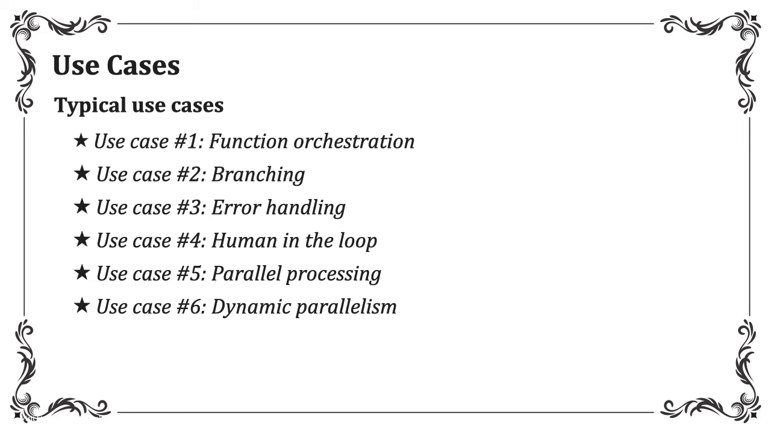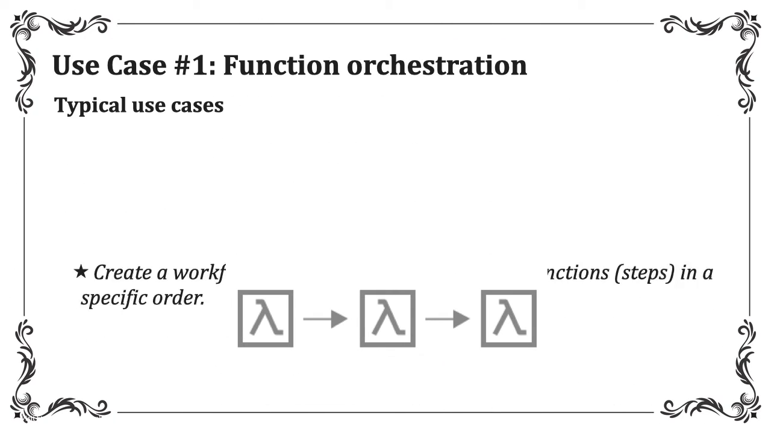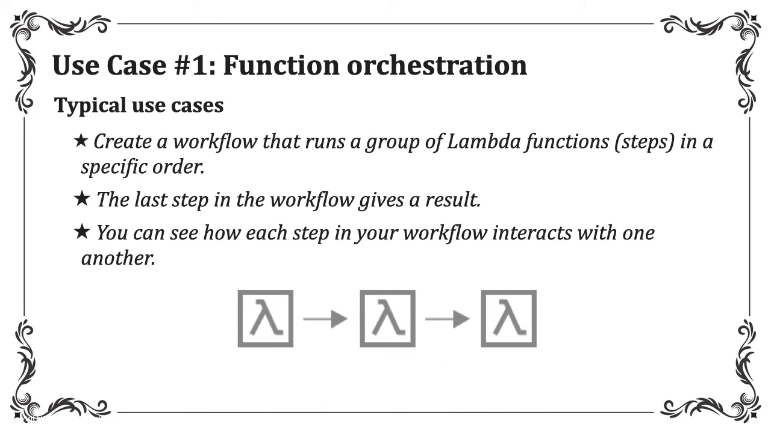The first use case is function orchestration. You can create a workflow that runs a group of Lambda functions or steps in a specific order. So one step or one Lambda function's output would pass to the next Lambda function, and you can see that the last step in your workflow would give the result. With Step Functions, you can see how each step in your workflow interacts with one another, so you can make sure that each step performs its intended function.